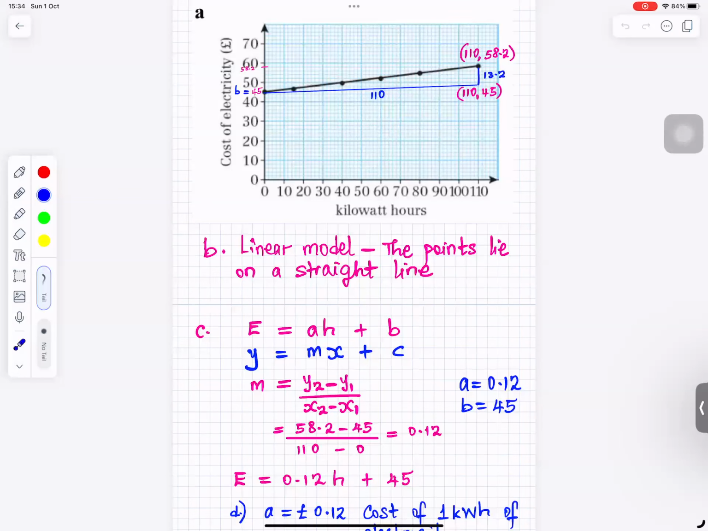And then you want to find the intercept on the y-axis. You look at it, it's 45. So your gradient M is 0.12. Your intercept is 45. But they have called it A and B. So you write it as E equals 0.12H plus 45, where 0.12 is the gradient, H is the kilowatt hours, and 45 is the intercept. And that's the equation they want you to get. Your calculator will give you the answer for that equation. And I'll show you now how to do that with a calculator.